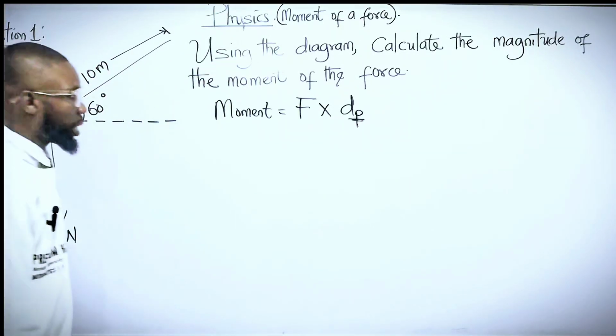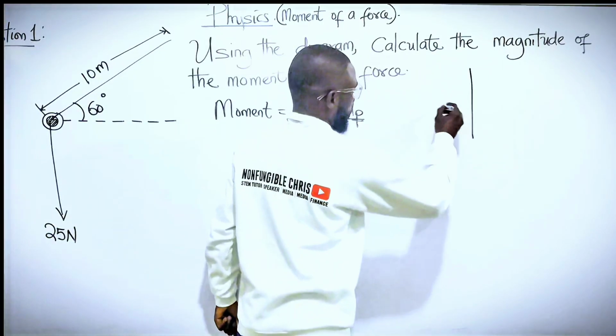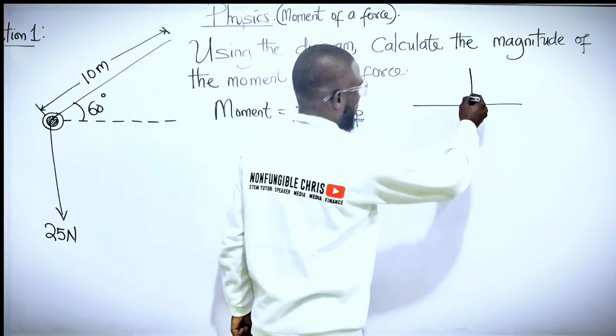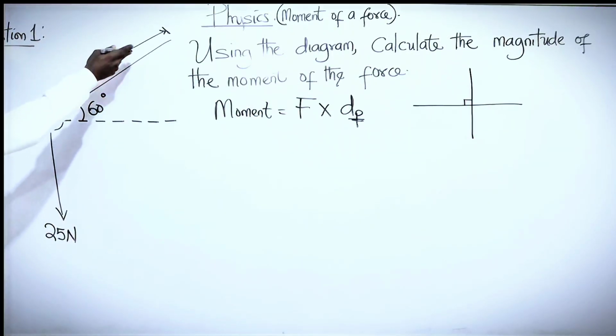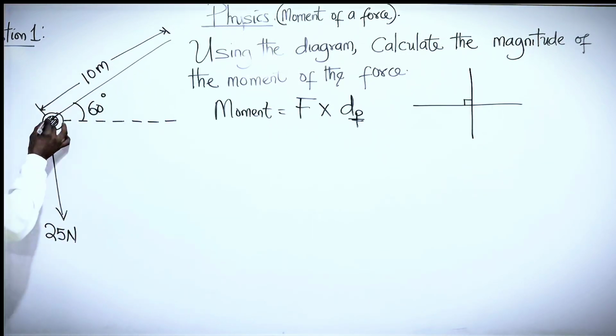And what are perpendicular lines? These are what we call perpendicular lines, when they form an angle of 90 degrees. At this point, this line is not perpendicular to this one. Rather, this line is perpendicular to this one.